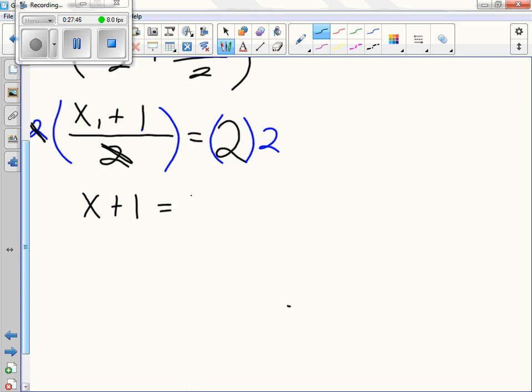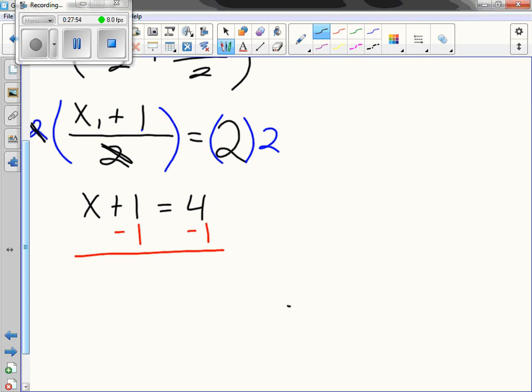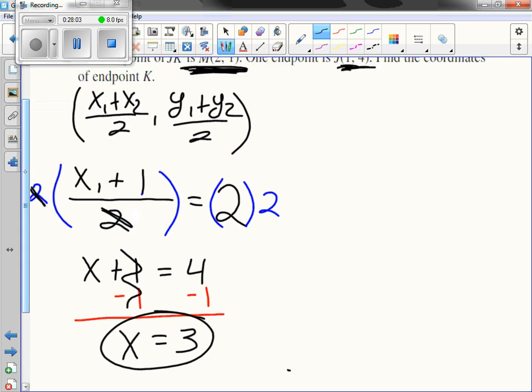Over here, 2 times 2 is 4. Now all we need to do is solve for x, so minus 1, minus 1. These cancel out, leaving me with x is equal to 3. So the other endpoint has an x value of 3, and that's what we're wanting to find, the other endpoint. We found one of the values, 3.